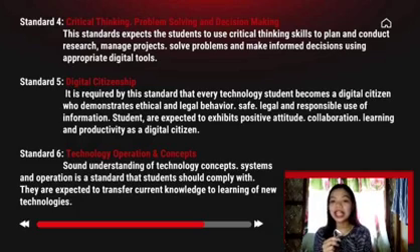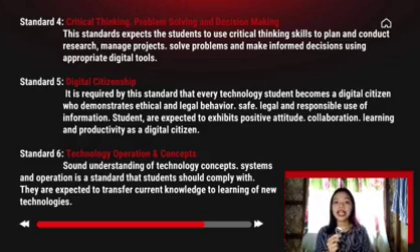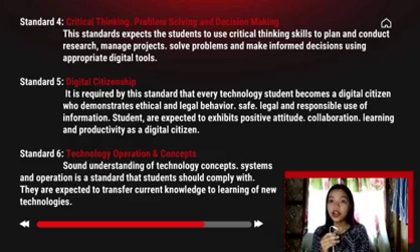As for the last standard, it is technology operations and concepts. The students are expected to understand and use technology systems, and moreover, to transfer their current knowledge to learning new technology. That is essential in their learning process. So that is the ISTE standards for students.